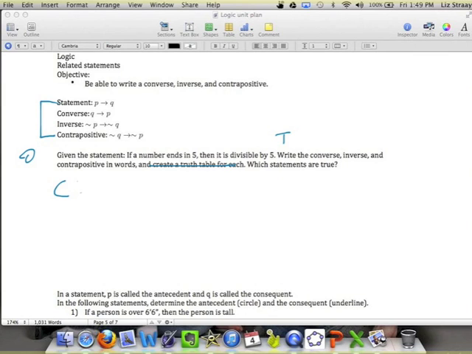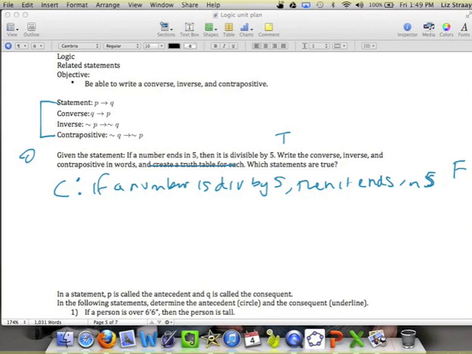The converse. A converse switches the order. So it would say, if a number is divisible by 5, then it ends in 5. False. And that is false. We call it a counterexample, what we would use to show that it's false. So what would be an example that would show that that doesn't work? 20. Right? 20 divides by 5, but it doesn't end in 5.